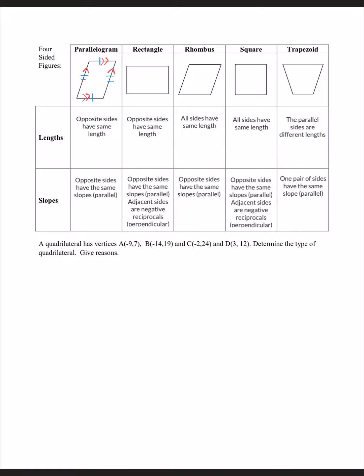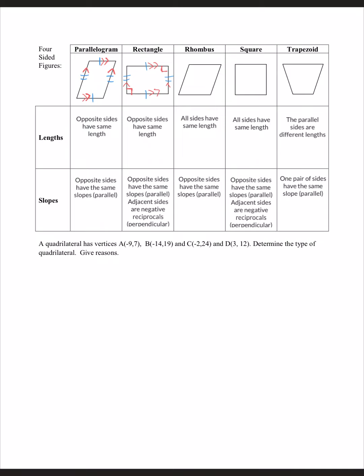Okay. When we look at a rectangle, we're going to have opposite sides have the same length again. So this and this side are going to be the same, and then my two vertical sides will be the same. Opposite sides have the same slopes. So similar to a parallelogram, where we could say this side and this side have the same slope, as well as my two horizontal sides are going to have the same slope. One additional feature about a rectangle, which we'll see with a square as well, is that adjacent sides are negative reciprocals, which means they are perpendicular.